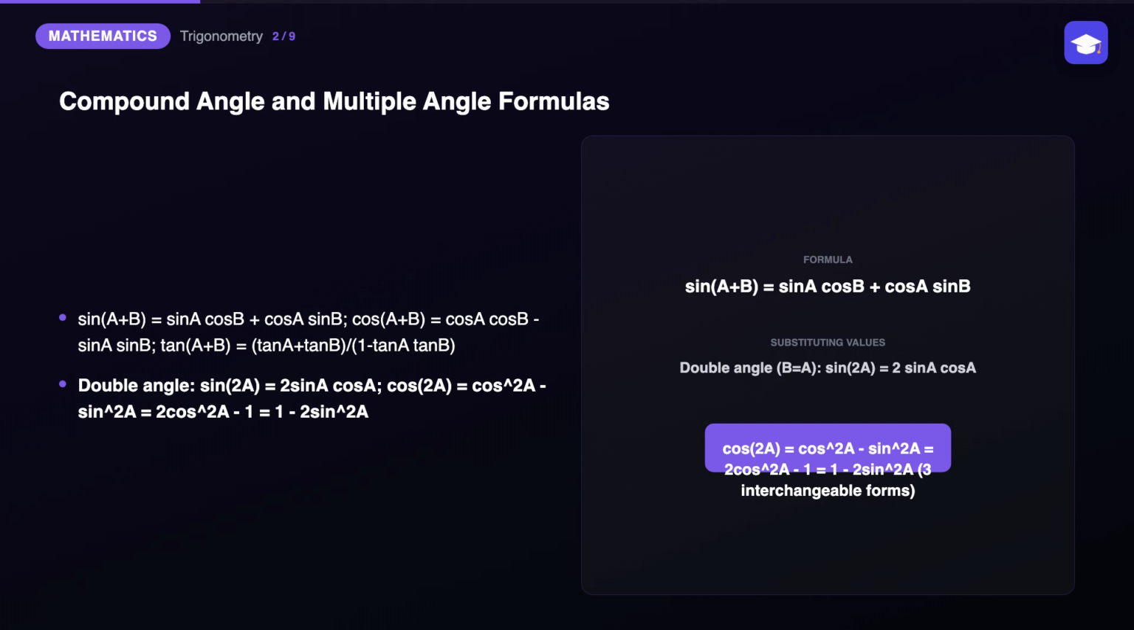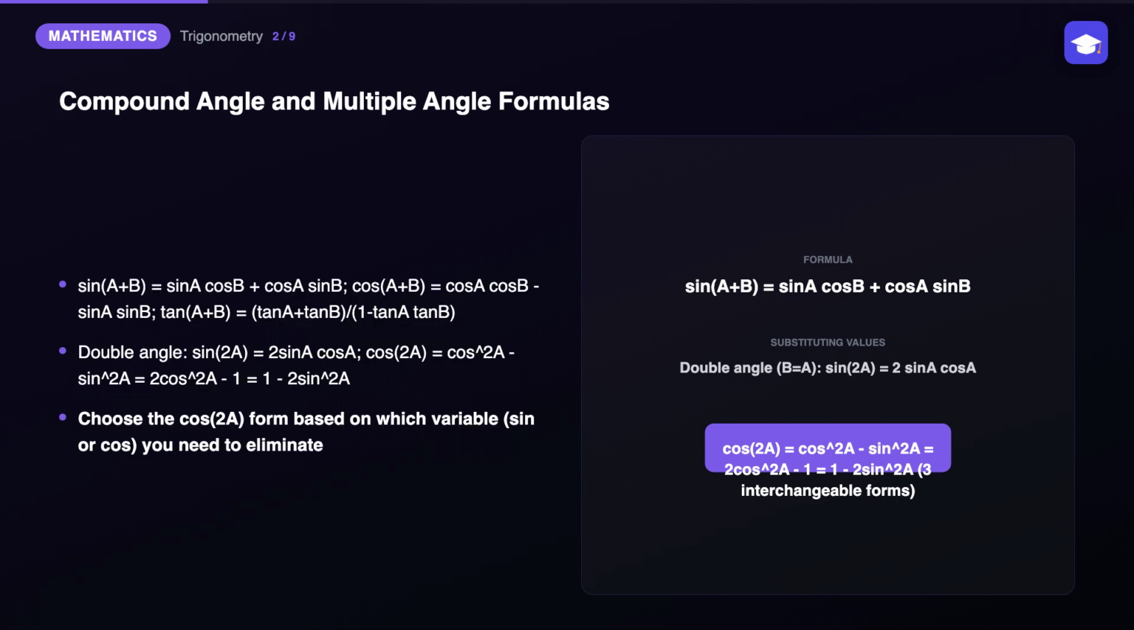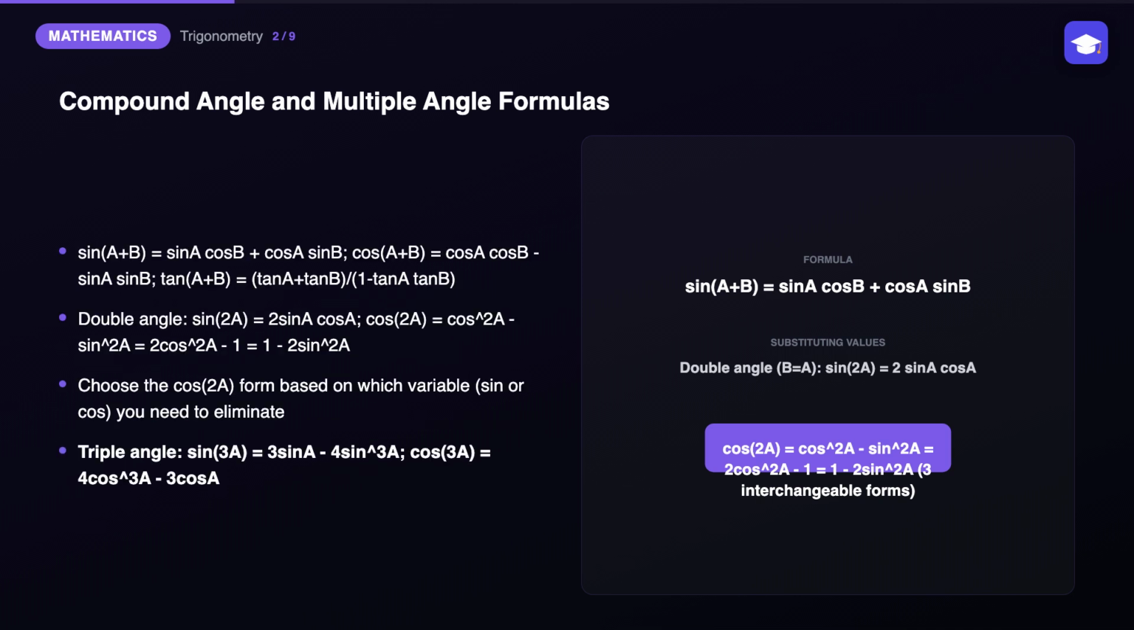Double angle formulas follow directly by simply substituting B equals A into the corresponding compound angle formulas. Sine of 2A equals 2 sine A cosine A, and cosine of 2A has three equivalent interchangeable useful forms: cosine squared A minus sine squared A, or 2 cosine squared A minus 1, or 1 minus 2 sine squared A. And knowing precisely when to use each specific alternate form, based on which particular variable, sine or cosine, you are trying to eliminate from a given expression, is a genuinely valuable, frequently useful practical skill.